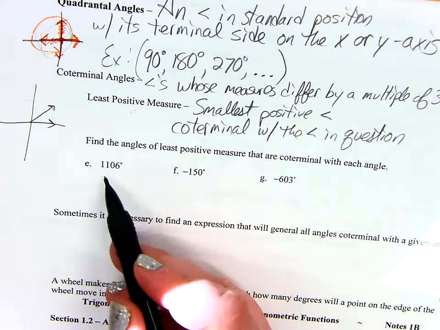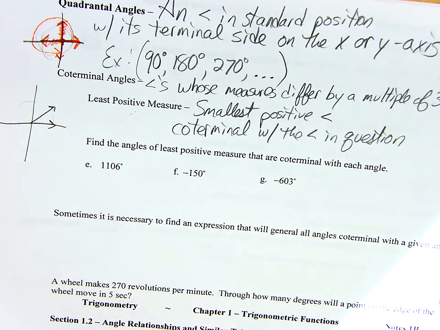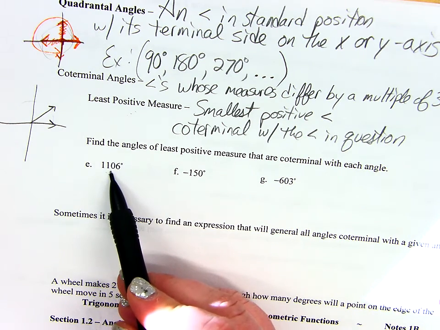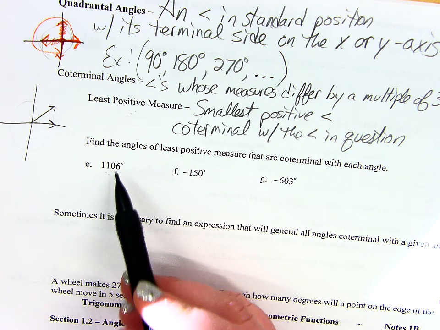How do you think I take a 1,106-degree angle and find that coterminal angle, the smallest one? Any thoughts on how I might get there? Not a bad guess, but I wouldn't do that. If you divide it, that might help you get started, but I actually think it's more work. I wouldn't divide by 360. What I would do, if I have a large one, like this is obviously more than 360, right? I would subtract 360 until I can't anymore.